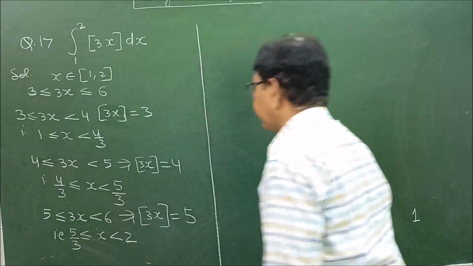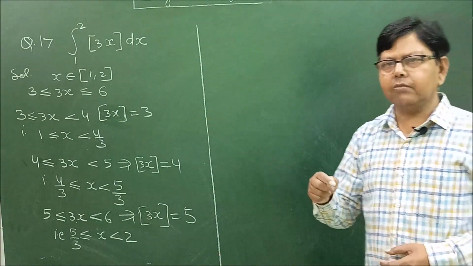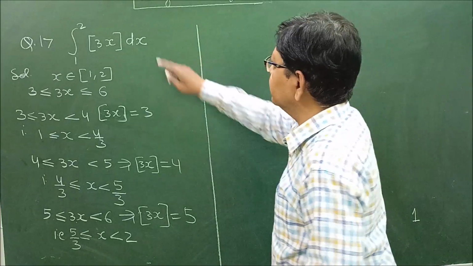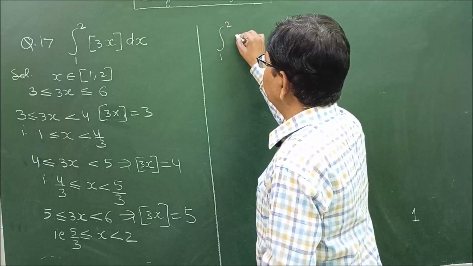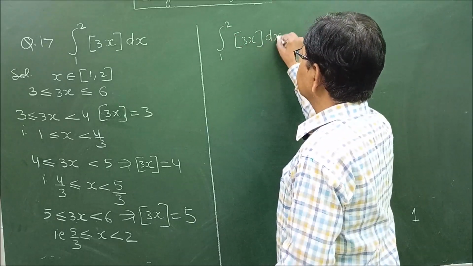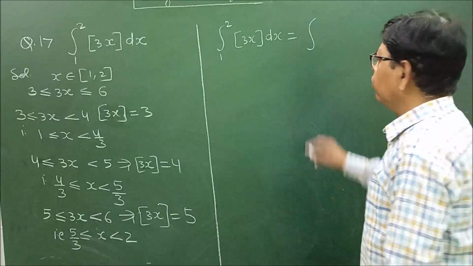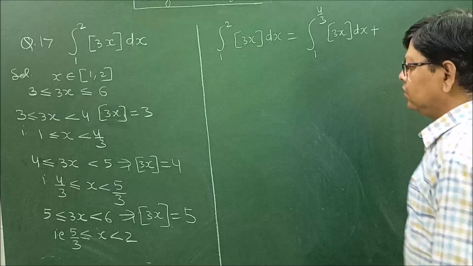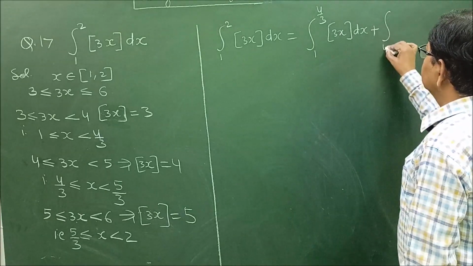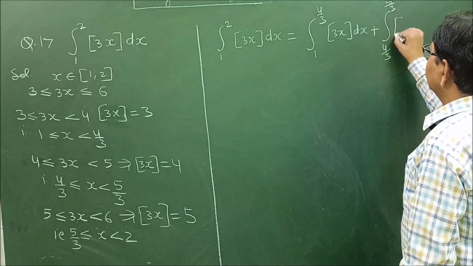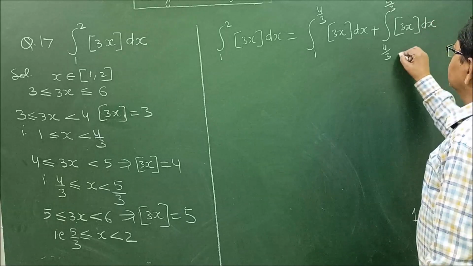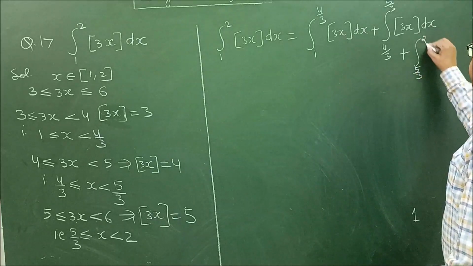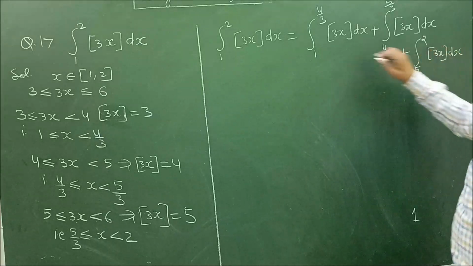Using the intermediate point property, that is from a to b, and if there are points c and d between, so a to c, then c to d, and d to b, using that property I can split this definite integral 1 to 2 greatest integer 3x dx as 1 to 4 upon 3 greatest integer 3x dx plus 4 upon 3 to 5 upon 3 greatest integer 3x dx plus 5 upon 3 to 2 greatest integer 3x dx.